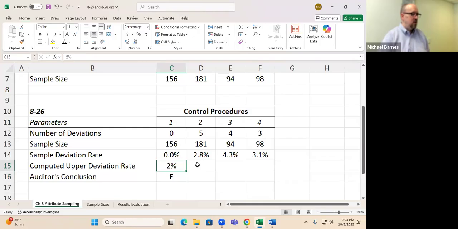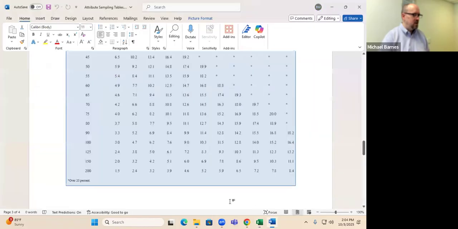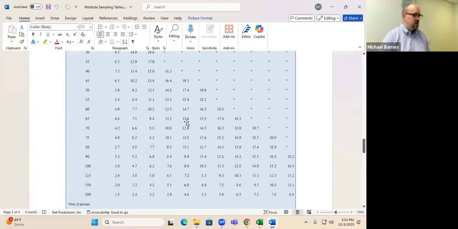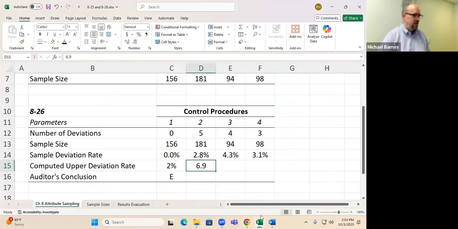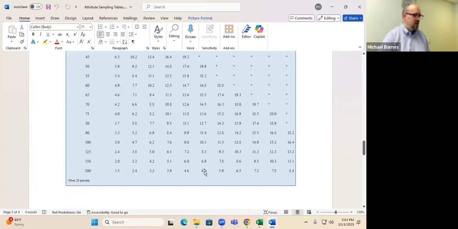What about for control procedure number 2? What's our computed upper deviation rate? I got 6.9, because I went on the little one. So it depends on what you identify. So there were 5 deviations. So yeah, it was somewhere between 6.9 and 5.2. Now, the difficulty here is that you want to go with the one that's closer. 200 is definitely closer than 150 for 181. But again, we want to operate on the most conservative estimate possible. So we're going to say 7.8.